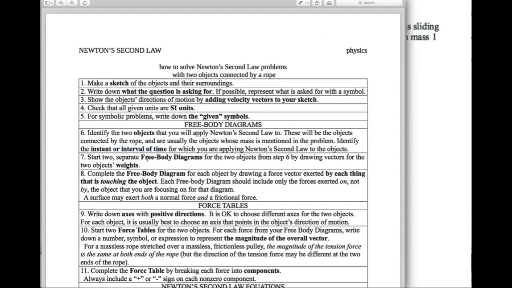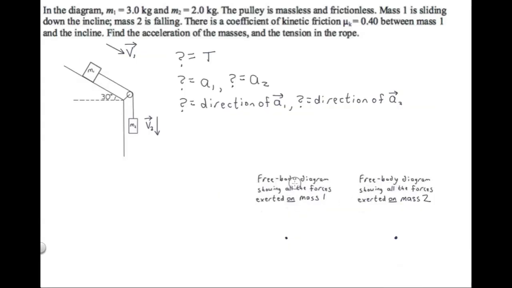Now we start to separate free body diagrams for those two objects. We need a free body diagram to show all the forces being exerted on mass 1. Here's a dot that represents mass 1. And we need a separate free body diagram to show all the forces being exerted on mass 2. Here's a dot that represents mass 2. We begin our free body diagrams by drawing the weight force vectors.